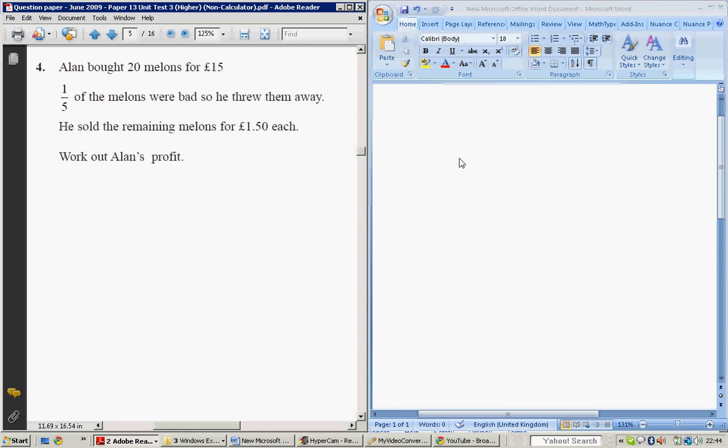Question 4. Alan bought 20 melons for £15. 1/5 of the melons were bad, so he threw them away. He sold the remaining melons for £1.50 each. Work out Alan's profit. Okay, so there are a few different things that you need to do here.